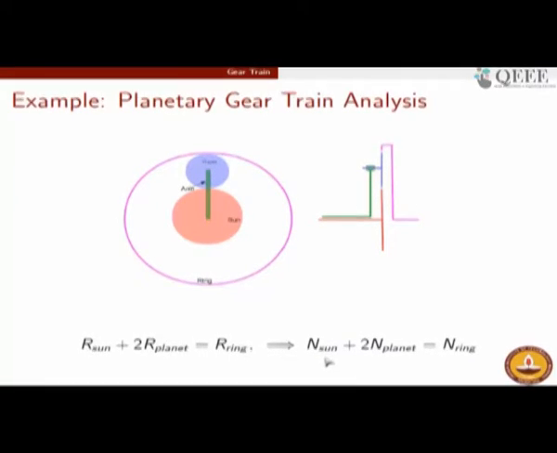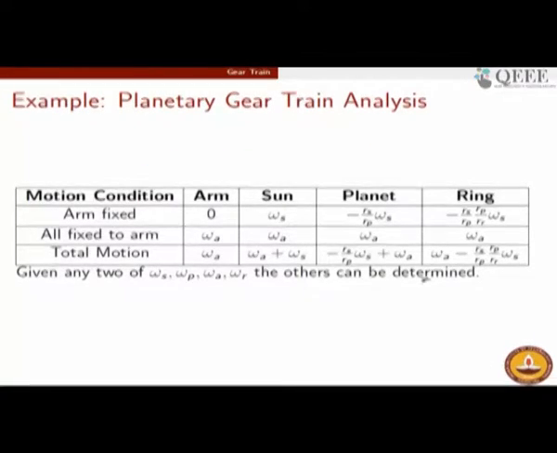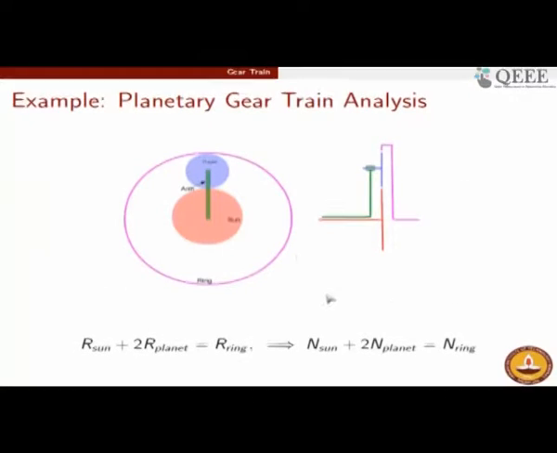So number of teeth on the sun gear plus 2 times number of teeth on the planet gear has to be equal to number of teeth on the ring gear. Again, we adopt a tabular approach, and in this table, as usual, we will try to analyze two different conditions. One in which the arm is fixed.